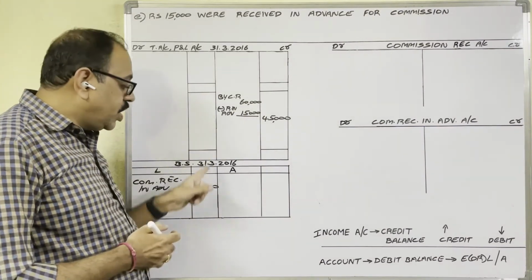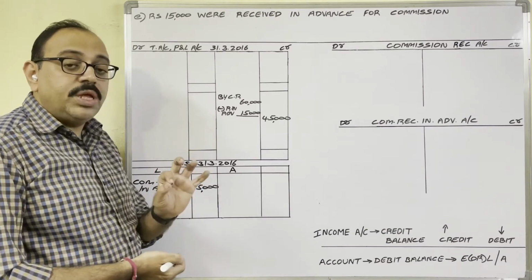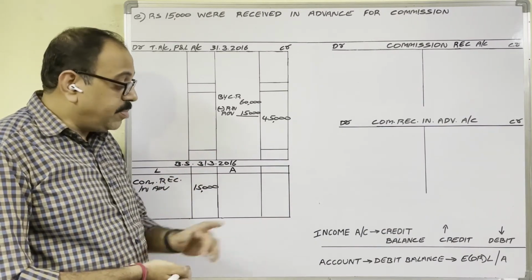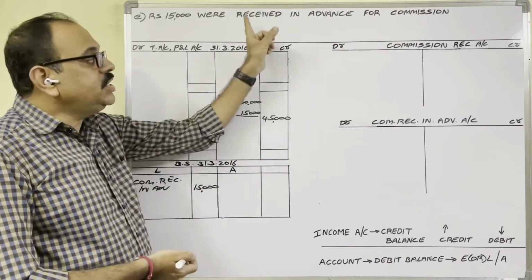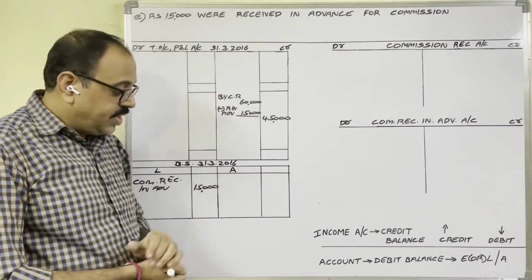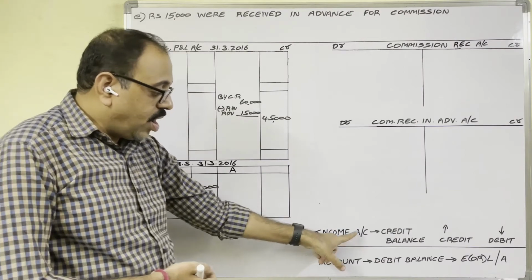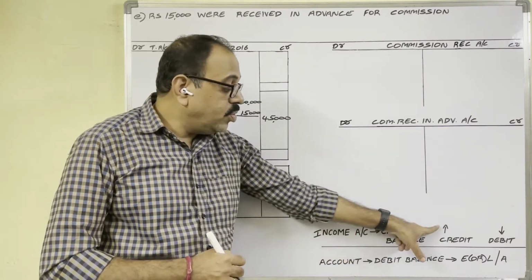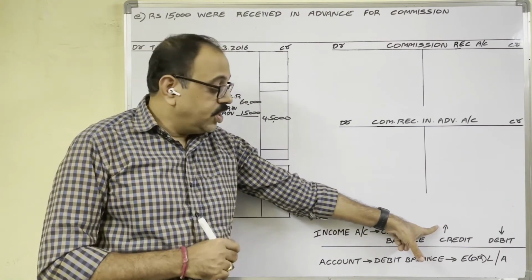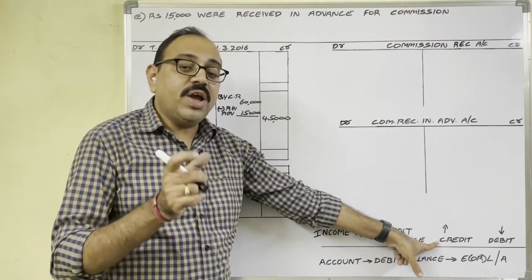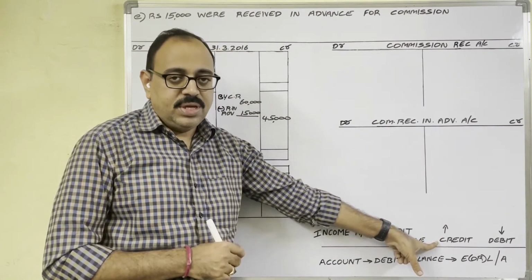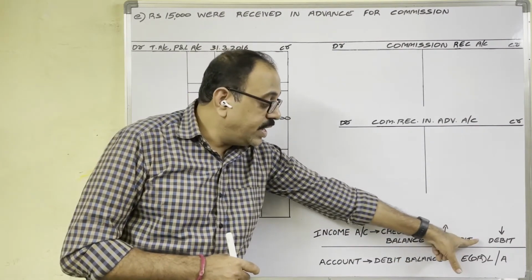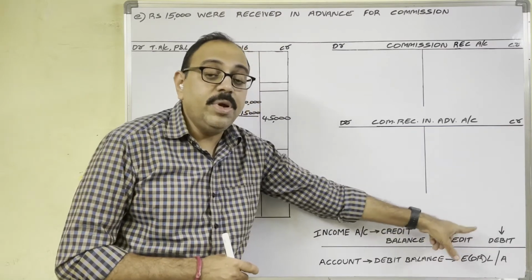So if you want to record like this, what should be the adjustment entry? For that, remember this rule. Commission received is an income. Income accounts always show a credit balance. If you want to increase that income, you should credit the income name while writing the adjustment entry. If you want to decrease that income amount, you should debit the income name.